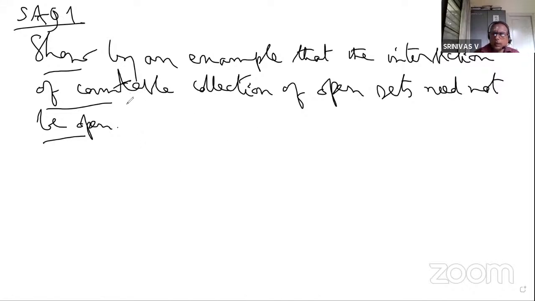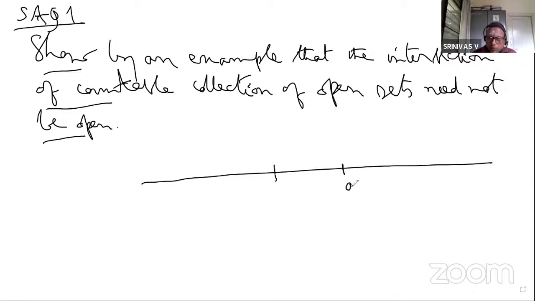We have to give an example of a countable collection of open sets whose intersection need not be open. Look at this. On the number line, let us take a point, small a. This is the real line, right? Small a is a real number.